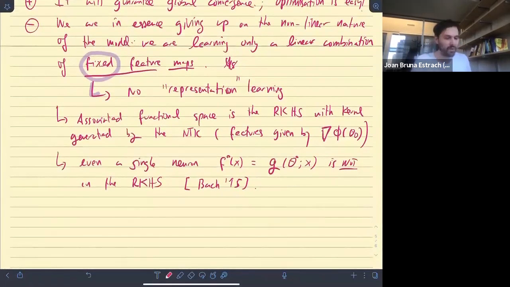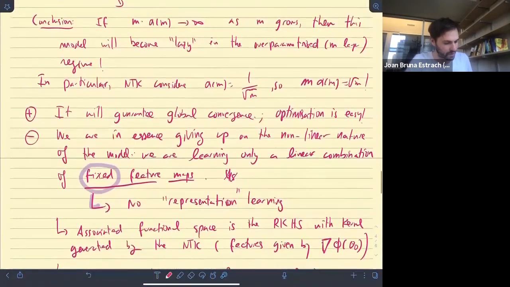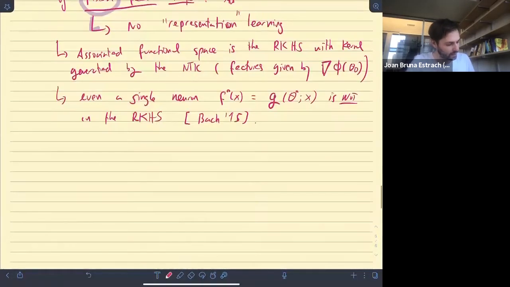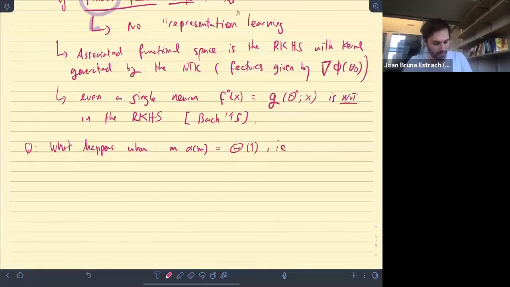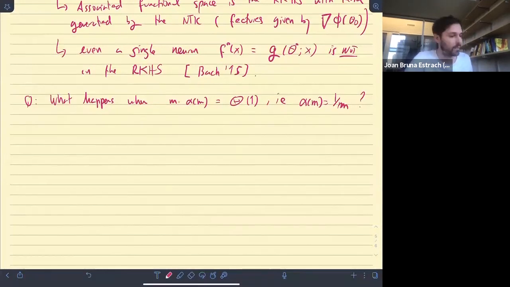So this leaves us with a very natural question that some of you might be asking: maybe we just want to get away from this regime, so we want to avoid this. What is the natural transition here? What happens when m times alpha m, instead of growing, stays at the same order? What happens when m times alpha m is just a constant? In particular, alpha m is 1 over m, so that this is equal to 1. We're going to describe what happens in the next hour and a half.